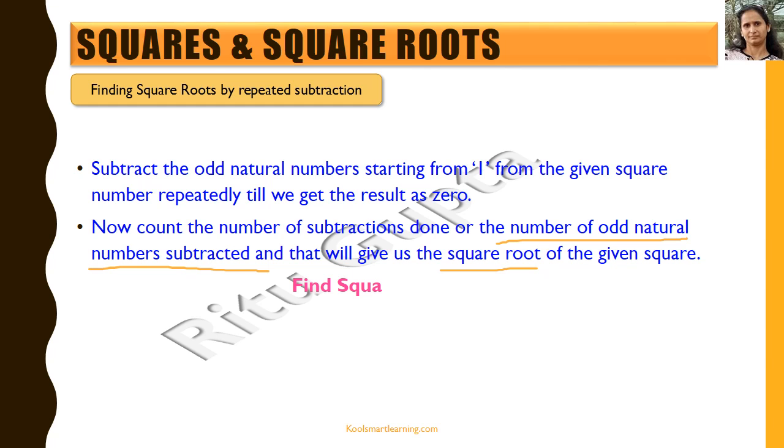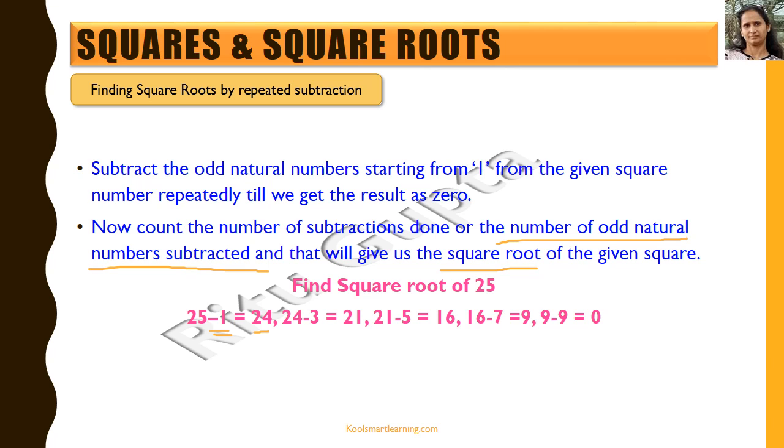So let's see how we do that. Supposing we need to find the square root of 25. We start by subtracting 1. We need to subtract the first n odd natural numbers. So we subtract 1, we get 24. Then we subtract 3, we get 21. We subtract 5 and we get 16. We subtract 7 and we get 9. We subtract 9 and then we get a final 0.